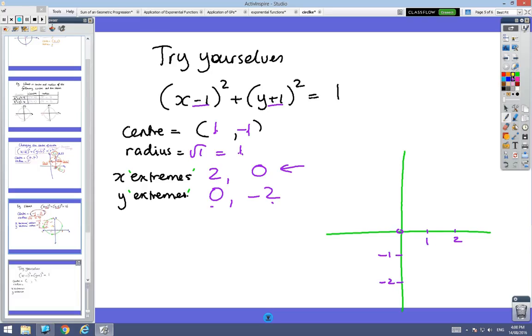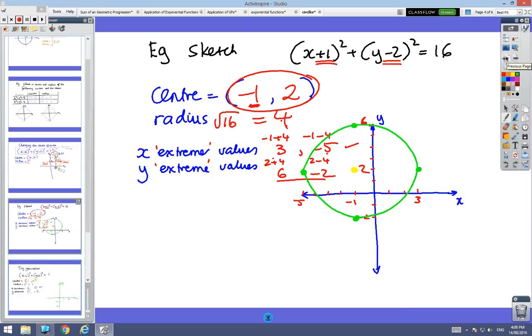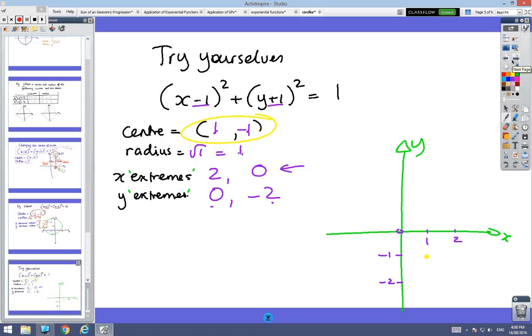Okay, so let's just join them up together. The center is 1, minus 1. I forgot to put in my labels, y and x. Did I do that? Yep, I did my labels on the last one. So the center is 1, minus 1, and then across, across, up, and down, and then join the outsides. There's your circle. And I think that might be the last one.